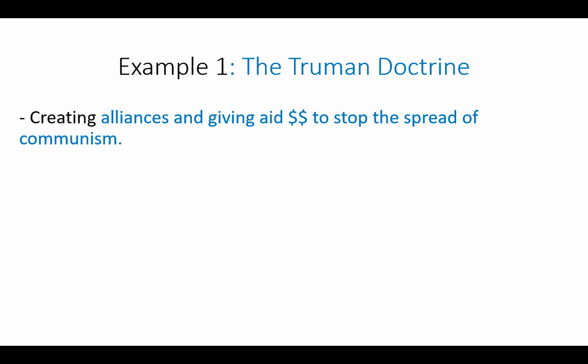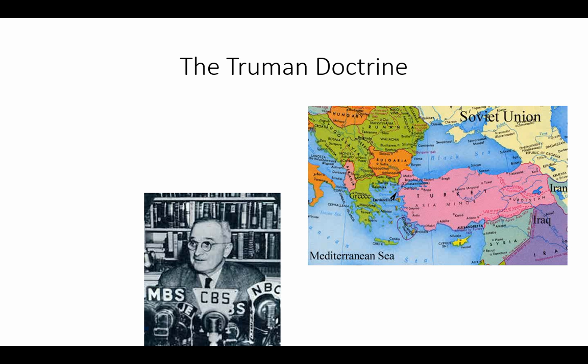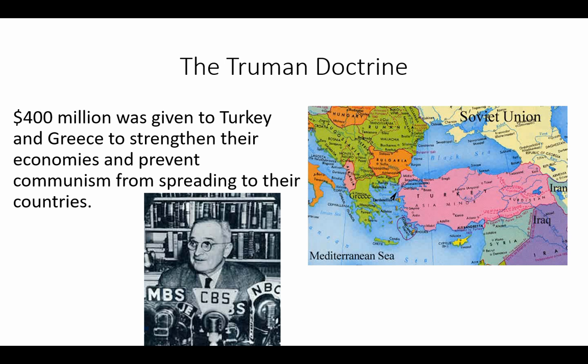So his approach to containment was to create alliances and to give money, give aid to stop the spread of communism. So with the Truman Doctrine, we see the American government under President Truman giving a lot of money to Greece and to Turkey so that they would not fall to communism, so that they would remain allies of the United States, right? So that they would remain allies of capitalism and liberalism. So $400 million was given to each of these countries to strengthen their economies and prevent communism from spreading to their countries.